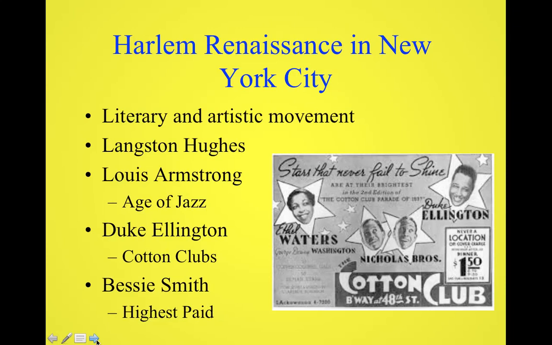Duke Ellington was a jazz pianist and composer. He led a 10-piece orchestra in the Cotton Club. Bessie Smith, during this time, a female blues singer. By 1927, she's going to be known as the highest paid black artist in the world.